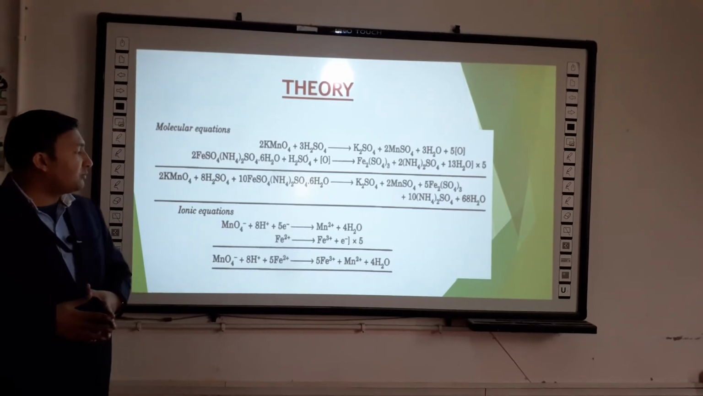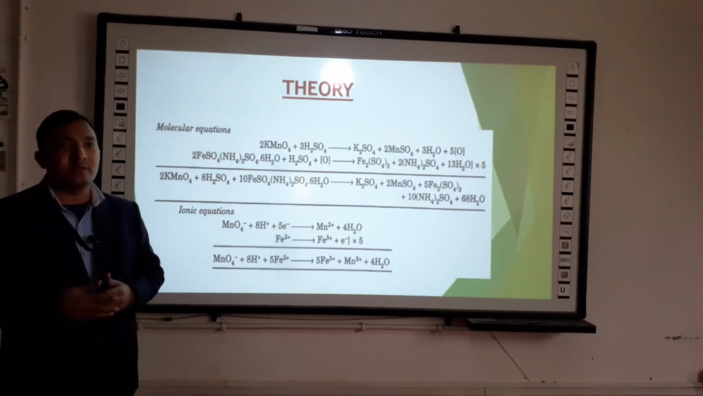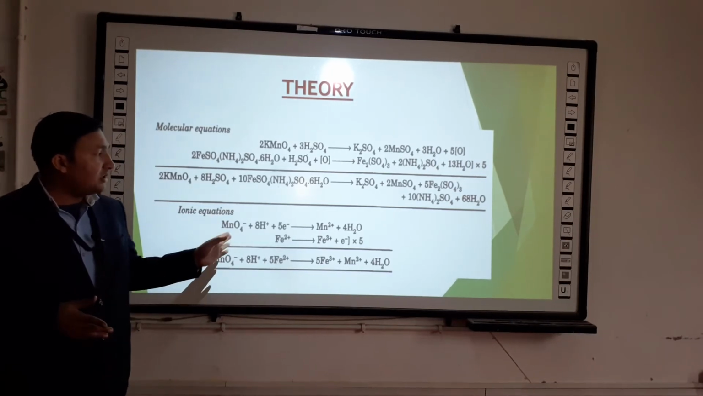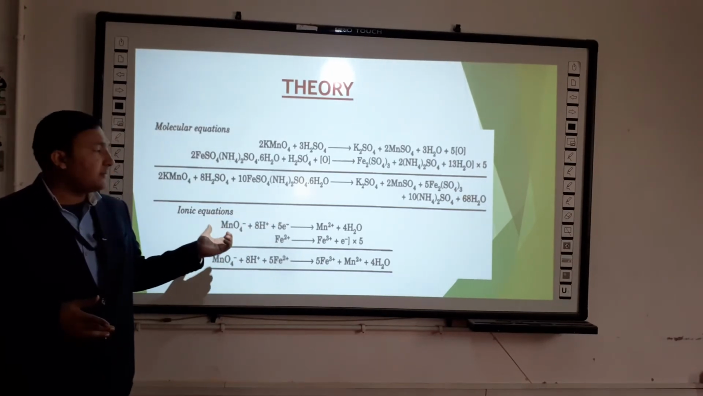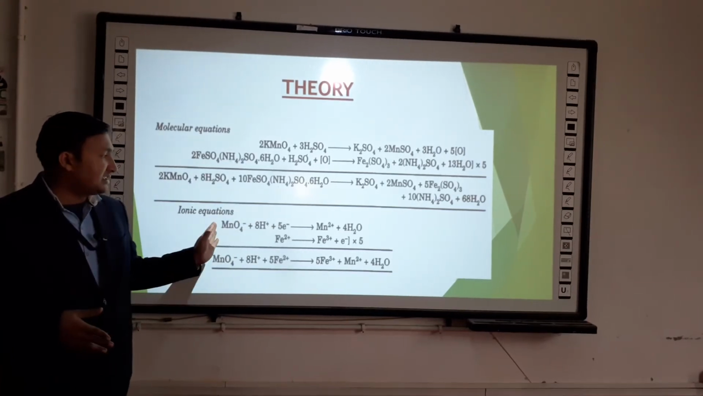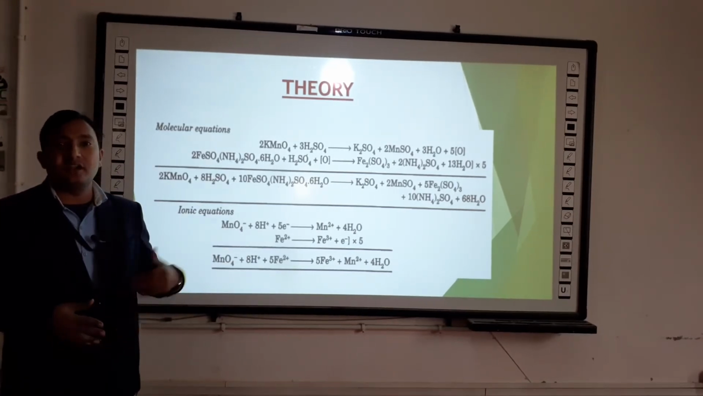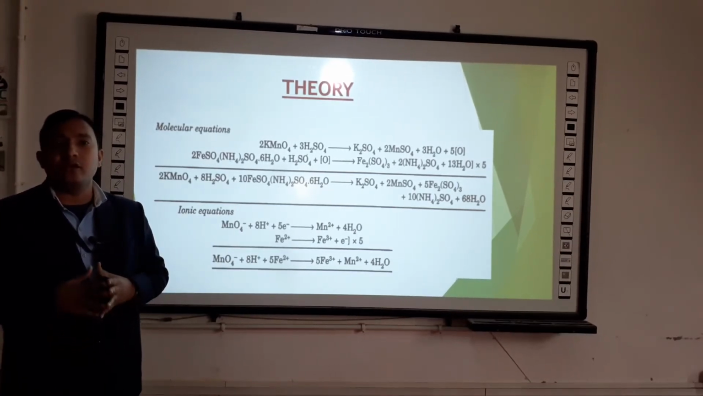After that, we are going to look at the ionic equation. The ionic equation indicates that electrons are transferred to the permanganate ion, meaning the permanganate ion has been turned into the manganous ion in this particular reaction. So this is called reduction. And the next one is Fe2+, which is turning into Fe3+. This particular reaction is oxidation.